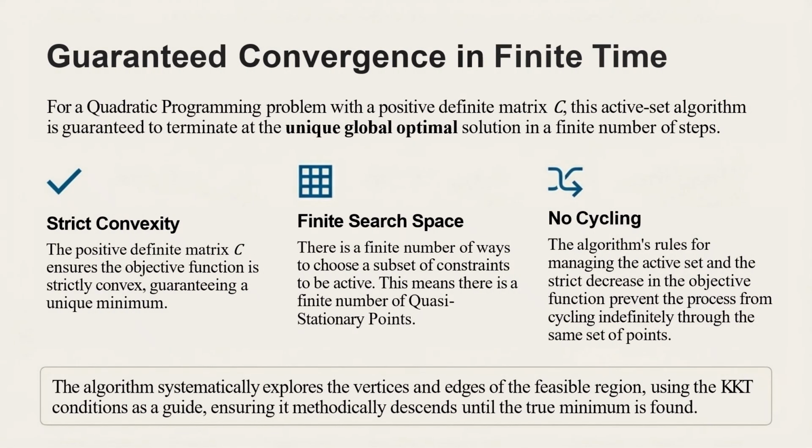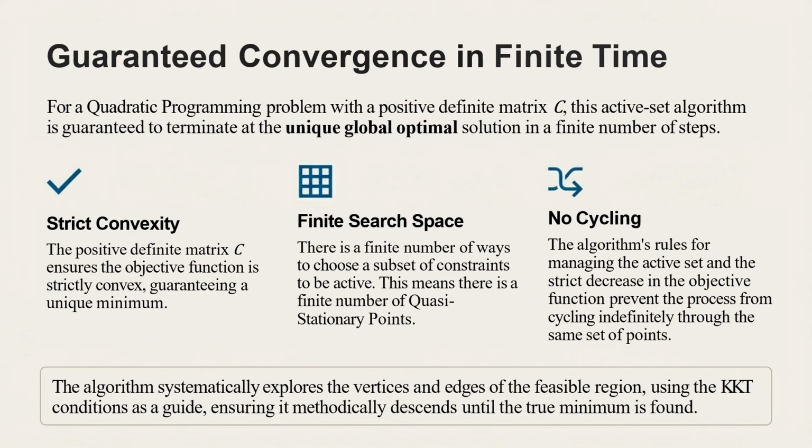At the conclusion of our discussion, it is time to examine the theoretical and powerful features of this algorithm. For a quadratic programming problem with a positive definite matrix C, this active set algorithm guarantees termination at the unique global optimal solution within a finite number of steps. But why can we be so certain? There are three primary reasons, as shown on the slide: strict convexity. The positive definite nature of matrix C ensures that our objective function is strictly convex. In mathematical terms, this means our function resembles a deep valley with only one floor or minimum. Therefore, we never get trapped in false local optima.